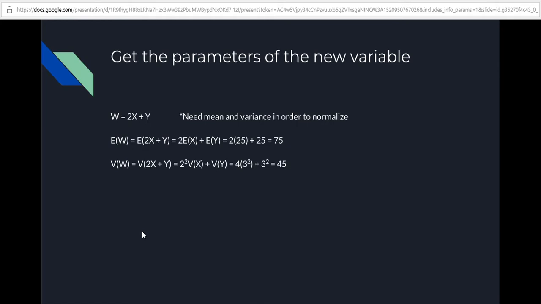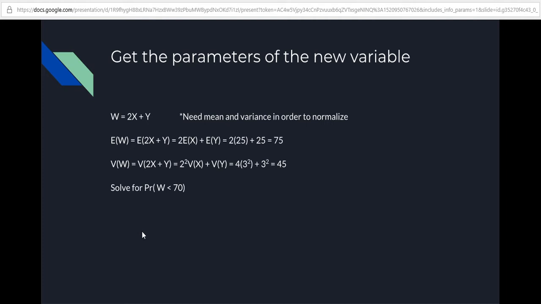Now for variance, it's a little bit different. Remember that when you take a constant out of a variance equation, you have to square the constant. So we get 2 squared times the variance of x plus the variance of y. And now remember, they didn't give us variance in the problem. They gave us standard deviation. So we have to square that to get the variance. So that's why you're seeing a 3 squared here. So when we do that, we get 45.